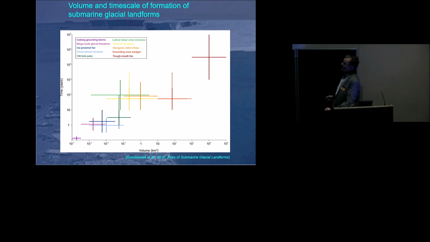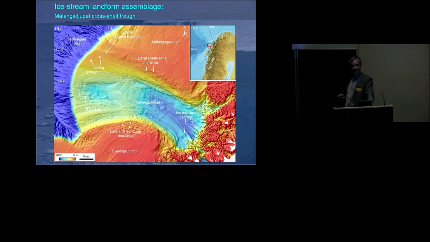You'll also notice in this diagram that the dotted lines are more frequent on the vertical than the horizontal axis. And that is a reference to what I said at the start, that we don't know enough about the chronology, the time period over which many of these landforms are actually produced. But when we bring them together, they produce very imposing suites of landforms.